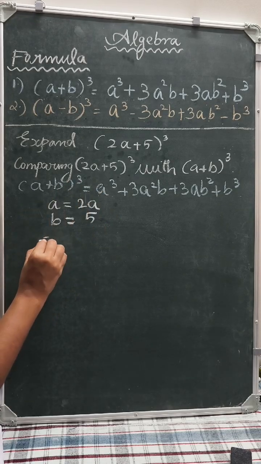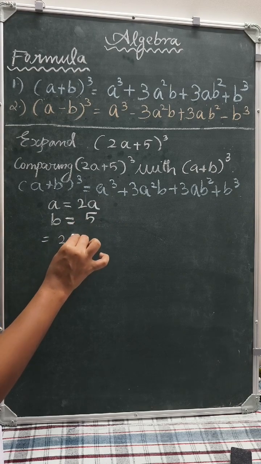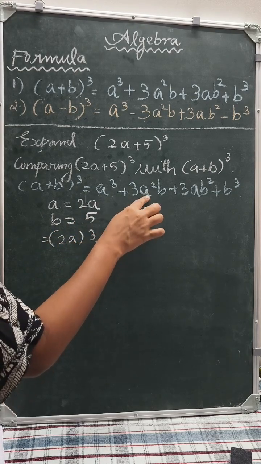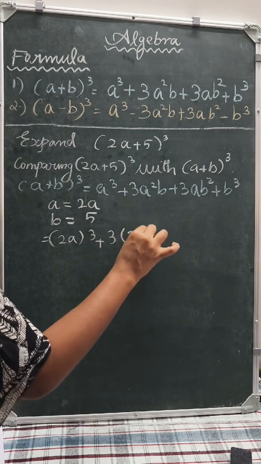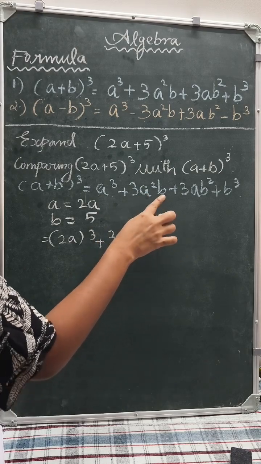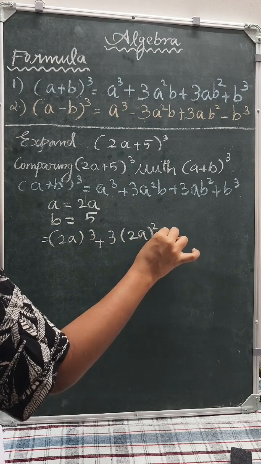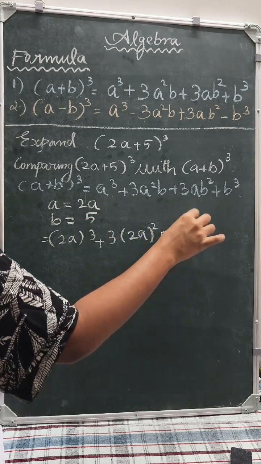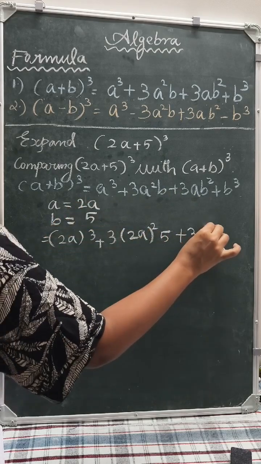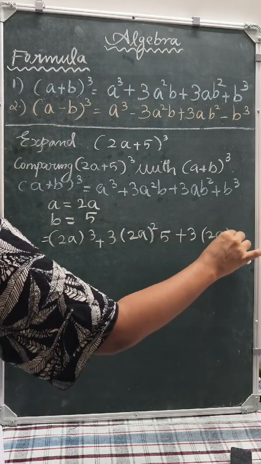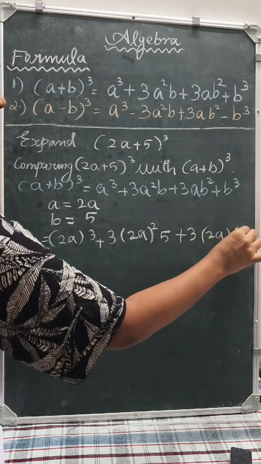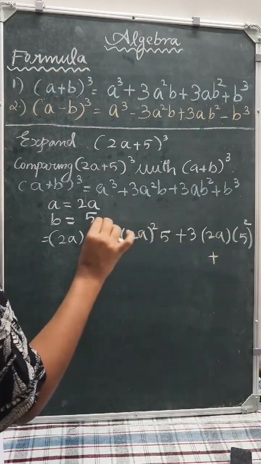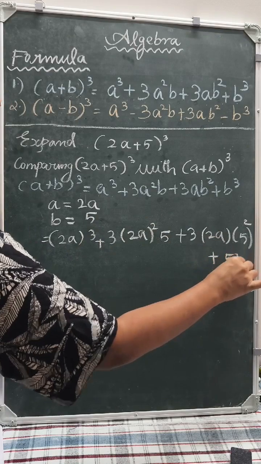Okay, this is equal to a³, which means (2a)³, plus 3 into a², which means (2a)², into b, which means 5. In the place of b we have 5. Then plus 3 into a, which is 2a, into b², which is 5², plus b³, which means 5³.